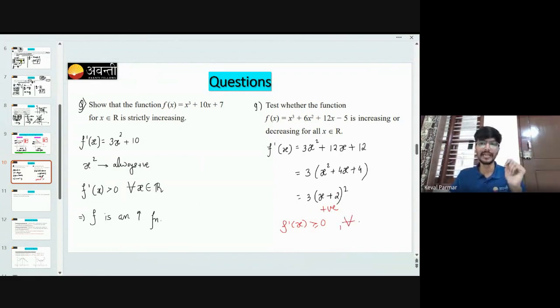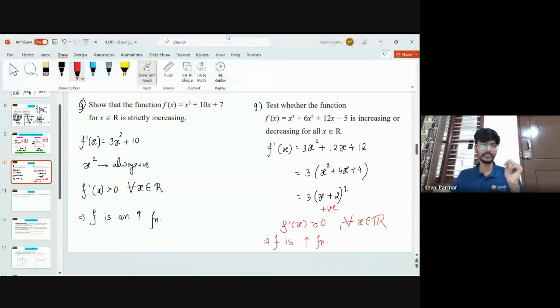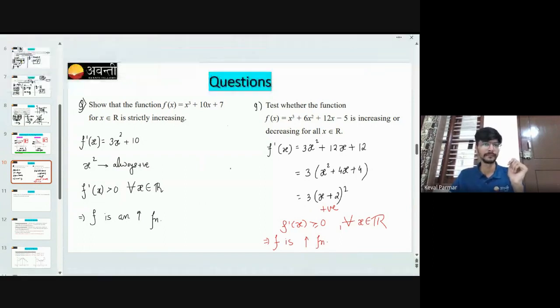For all x belongs to R. That means for all x belongs to real numbers. And that means f is an increasing function. Why is it an increasing function? Because f dash is greater than 0. So simple. Now, these are the questions which are type 1.